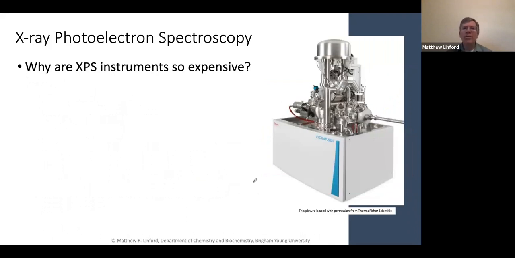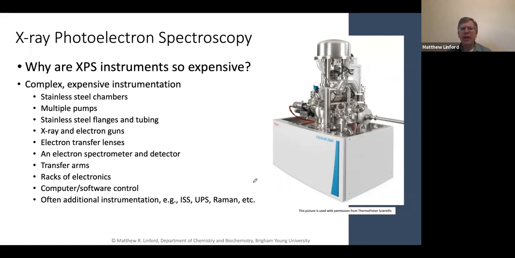So why are XPS instruments so expensive? Why do they cost $500,000 or $1.5 million? The answer is that an XPS is a complex piece of instrumentation. There will be multiple stainless steel chambers here. This is a picture of an XPS right here, and you can see a lot of stainless steel. So multiple stainless steel chambers, multiple vacuum pumps. The vacuum pumps can be expensive. Usually the vacuum pumps are held down here. Lots of stainless steel flanges and tubing.